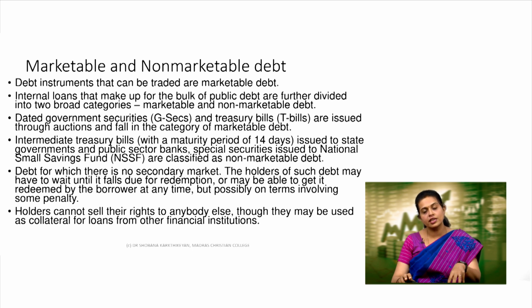There is no secondary market available for those debts, but they can be used as collateral for raising loans from other financial institutions. Anyway, there is an underlying promise to get money at a given point of time, so that can be used to raise money from other financial institutions. So this is marketable and non-marketable debt. We have seen the various classifications of debt until now.